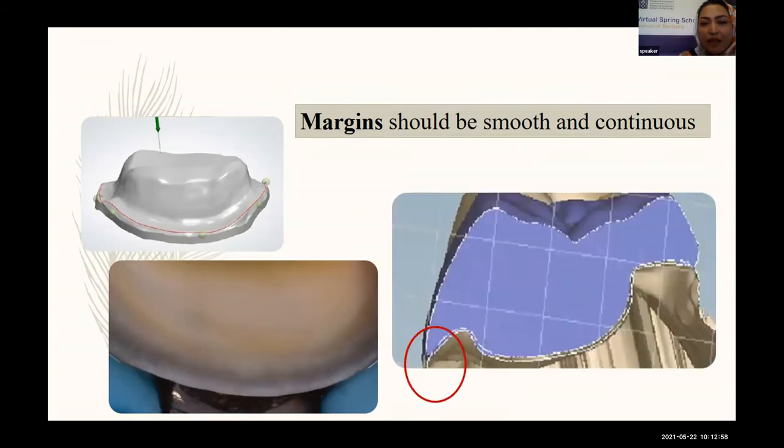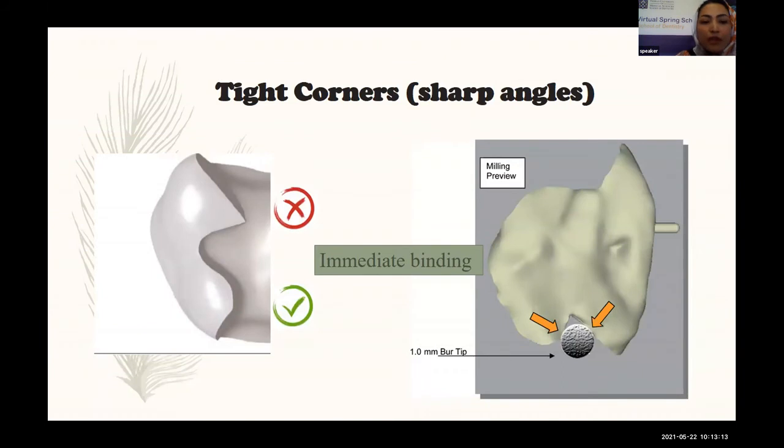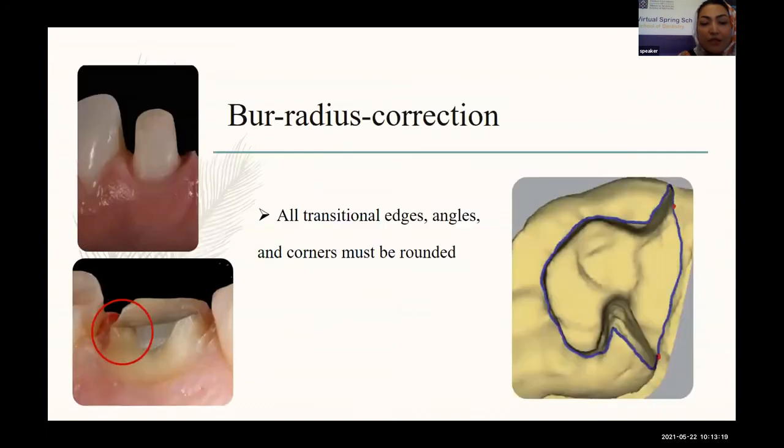A thin margin, as you can see in this picture, may lead to material fracture during milling, followed by an open margin in the restoration. In case of sharp angles, which don't accommodate the milling tool diameter, over-milling would result in an open margin. So it is important that all of the transitional angles, edges, and corners should be rounded. Or you can correct them in the CAD space.